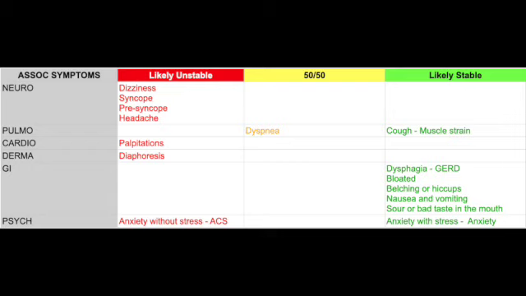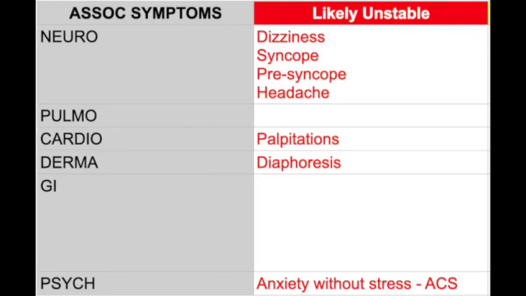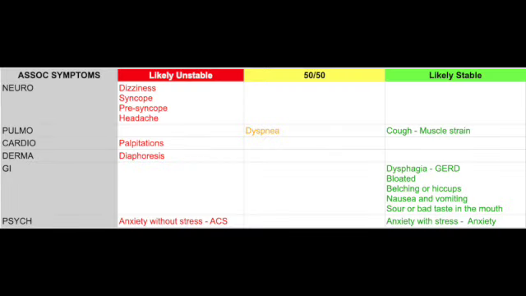My next step is to ask the patient, what other symptoms are you feeling? If they mention dizziness, syncope, presyncope, headache, palpitations, diaphoresis, anxiety without any stressful events, then their chest pain may likely be unstable. Dyspnea may either be stable or unstable, and cough, dysphagia, bloating, belching, hiccups, nausea and vomiting, anxiety with stressful events are most likely stable associated symptoms of chest pain.